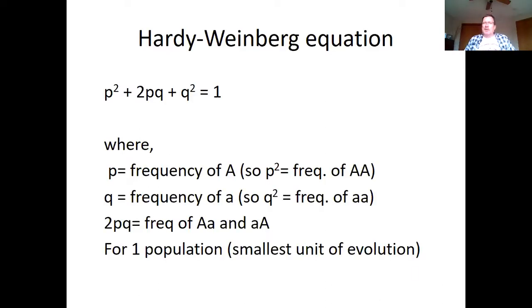Anyhow, here's our formula. So it's just a calculation. p squared plus 2pq plus q squared equals 1. So p is generally designated as the frequency of the dominant allele. So p squared is just the frequency of the homozygous dominant diploid. q is the frequency then of the recessive allele. And so q squared is the homozygous recessive diploid. And then 2pq is the heterozygotes. Okay. For one single population, smallest unit of evolution.